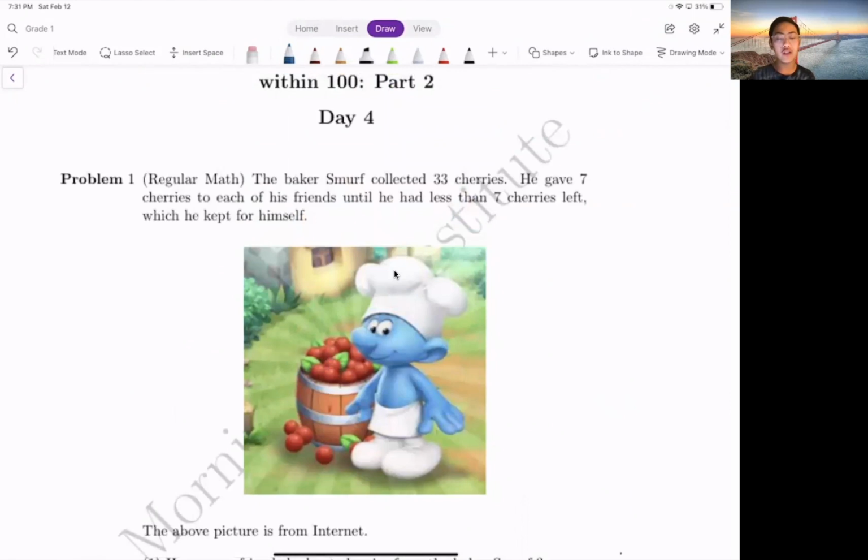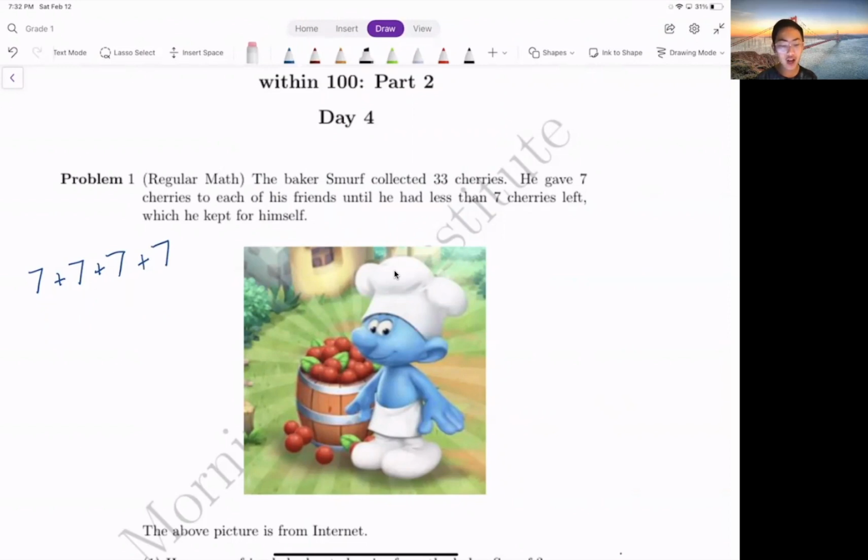We know that he gave 7 cherries to each of his friends, so all we have to do is see how many 7 cherries he gave out. Let's add 7 plus 7 plus 7 first to see how much this is. We know that 7 plus 7 plus 7 is equal to 21, and that's not nearly enough, so let's add another one. Let's add another one, 5 sevens together, and we know that this in total is equal to 35, but we know that this is not possible because the baker Smurf has collected 33 cherries, and this is 2 more than what he collected, so therefore this is not possible.